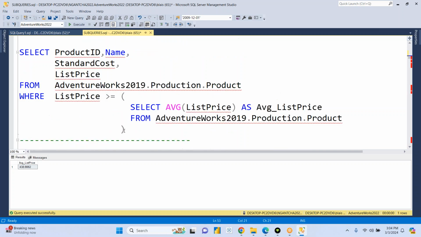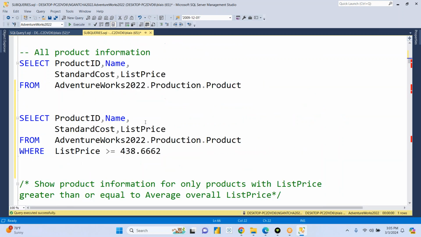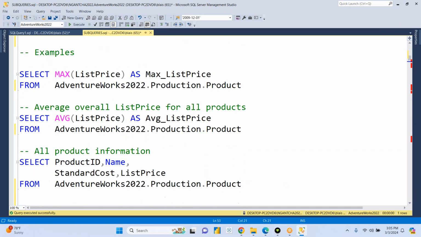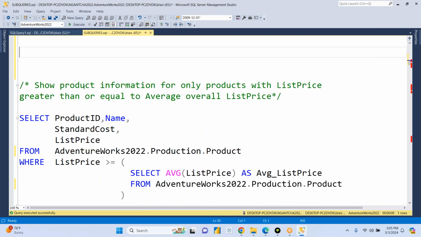This is static coding. So now we're heading somewhere with this. Let me switch this to 2022. Please just remember to switch that. We don't have 2019. So anytime you see that error, just switch to 2022. So what I just did right here is what we call static coding. We've investigated the value of the average list price. Remember the question, all products, this has to go right below. Show product information for only products with list price greater than or equal to average list price.